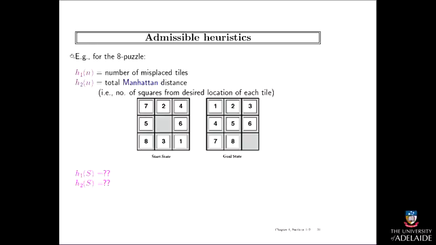When you say total Manhattan distance, are you talking about the addition of all Manhattan distances? Exactly. If a tile is not misplaced, its Manhattan distance is 0, and the total Manhattan distance is the sum of all of the distances of the misplaced tiles.